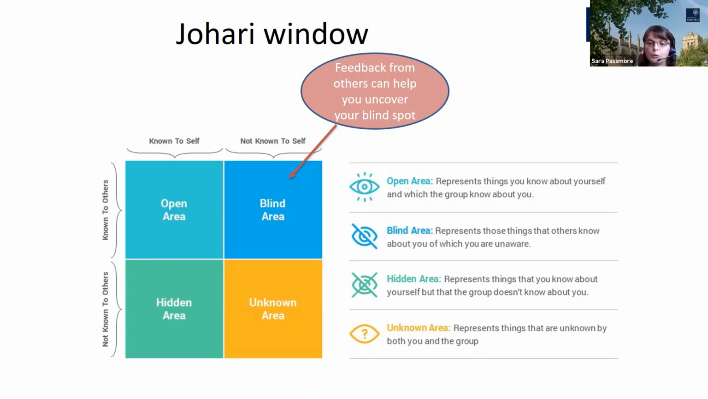But the area I wanted to talk about in the context of this presentation is the blind area. Things that are known by others about us, but not known to ourselves. For example, how do we really come across at meetings? How do we really come across giving presentations? How is the quality of our reports perceived by others? So the purpose of feedback is to uncover things that are in our blind spot. They're known to others, but not to ourselves. And we have a worry that this can only be negative, but of course, positive feedback is really important too.